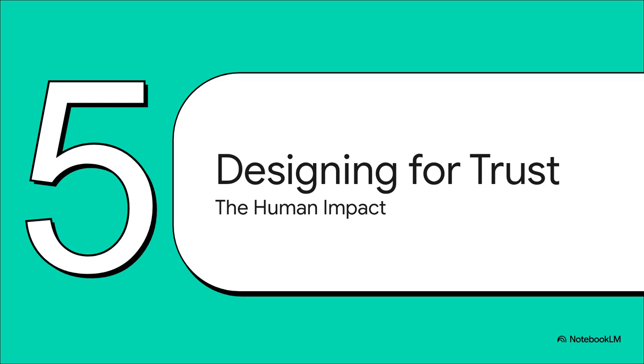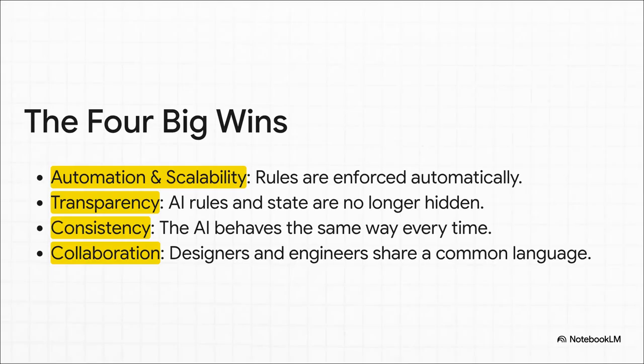So when you take a step back and look at all this, you realize this isn't just a clever technical trick. No, this is a fundamental change in how we can approach designing for trust in this new age of AI. So why does this all matter? It gives us 4 huge wins. First, you get automation and scalability, because these rules are just enforced automatically. Second, you get real transparency, because the AI's rules aren't a secret anymore. Third, you get consistency, so the AI behaves predictably every single time. And maybe the biggest win of all, it boosts collaboration, because now designers, managers, lawyers, and engineers can all speak the same simple language of tokens.